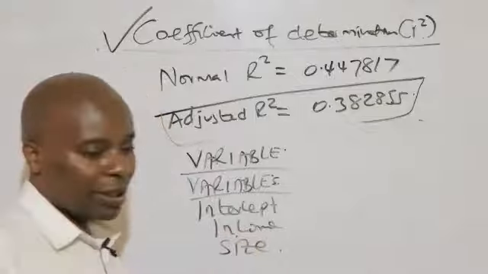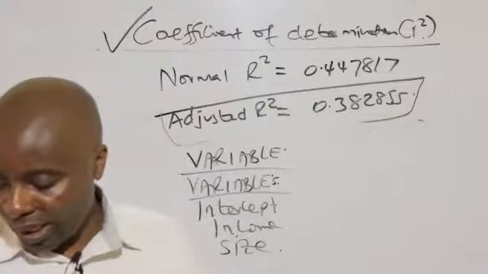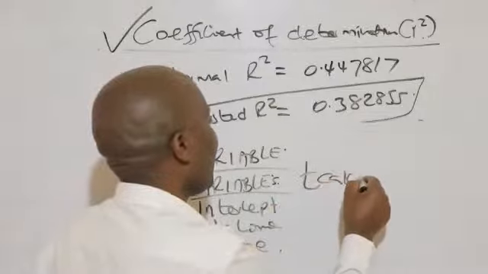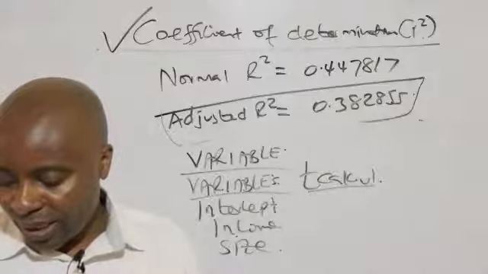So, ladies and gentlemen, if you look at this keenly, what I'm interested in is the T calculated. So I want someone to give me the T calculated here. How do I get the T calculated? To get the T calculated, you normally take the coefficient given divided by the error. Give me the first T calculated.